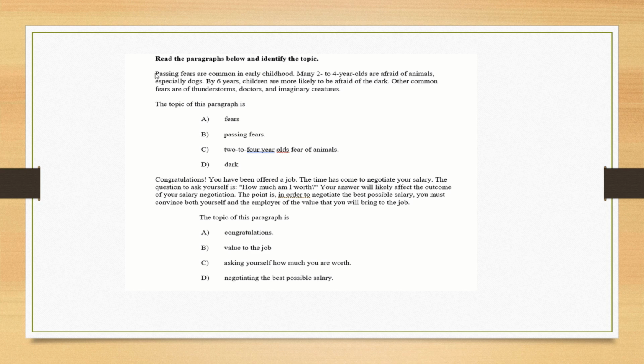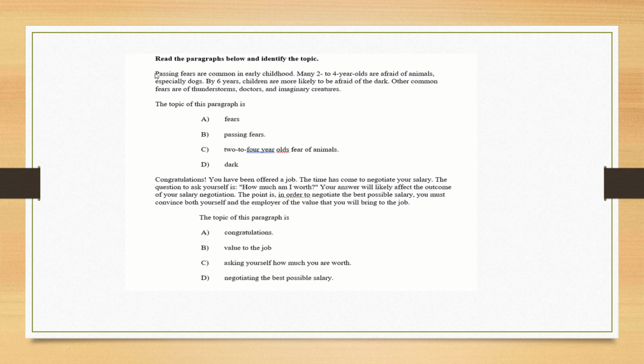So sentence 1, passing fears are common in early childhood. Sentence 1 talks about passing fears. Sentence 2 tells us that 2 to 4-year-olds are afraid of animals. Sentence 2 gives us an example of a passing fear, being afraid of animals. Sentence 3, by 6, children are more likely to be afraid of the dark. This sentence gives us another example of a passing fear, 6-year-olds being afraid of the dark. And the last sentence, other common fears are thunderstorms, doctors, and imaginary creatures. The last sentence provides more examples of passing fears.